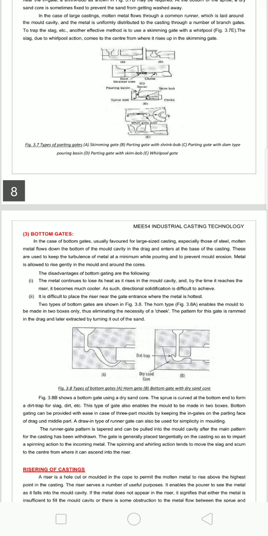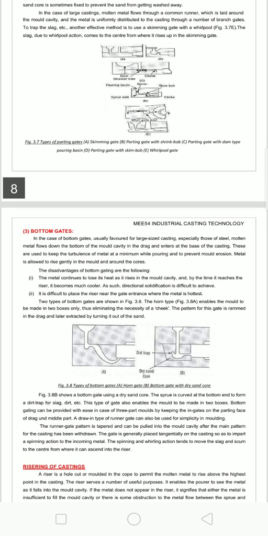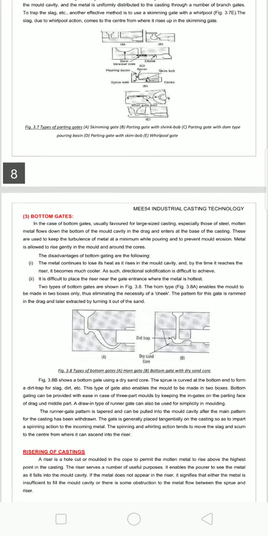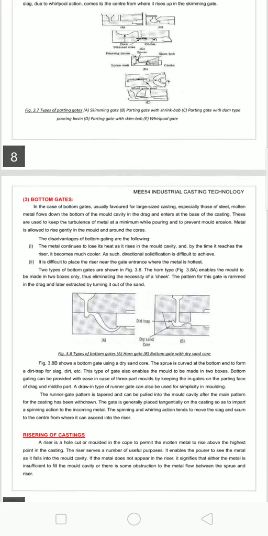In the case of bottom gate, usually favored for large sized casting, especially those of steel, molten metal flows down the bottom of the mold cavity in the drag and enters the base of the casting. These are used to keep the turbulence of the metal at a minimum while pouring and prevent mold erosion. Metal is allowed to rise gently in the mold and around the cores.